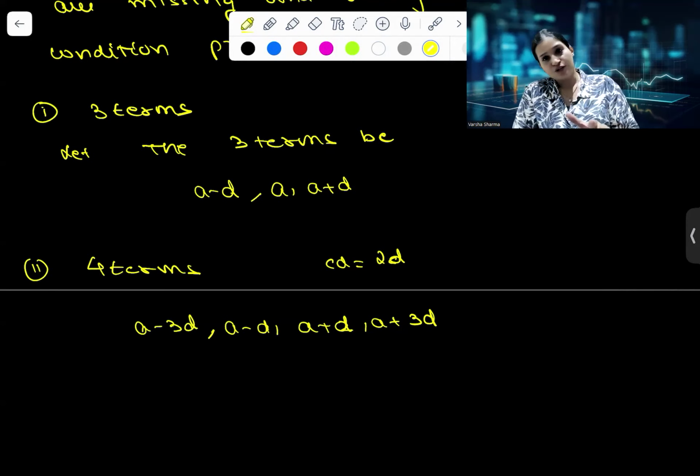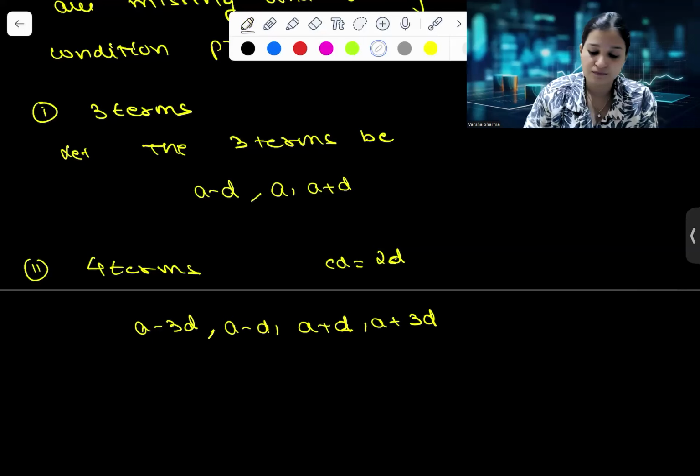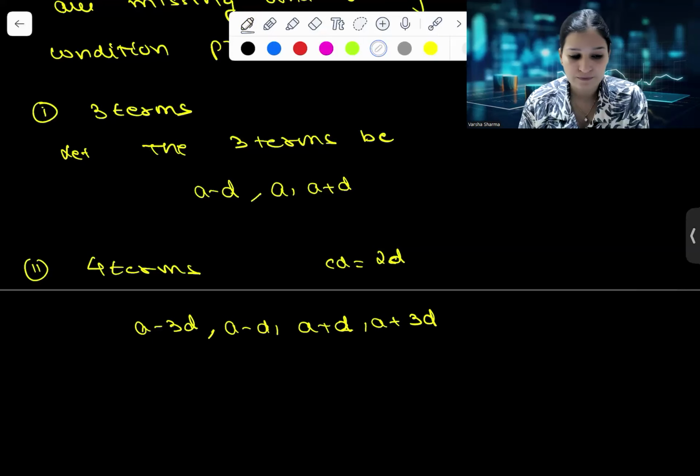So if in a question both A and D are missing, and out of the two conditions provided to us to find A and D, one of the conditions is the sum of the terms, then we use these terms to make our sum easier. If you take a normal AP, we will get an answer, but it becomes a little longer. Am I clear to everyone? Yes, ma'am.